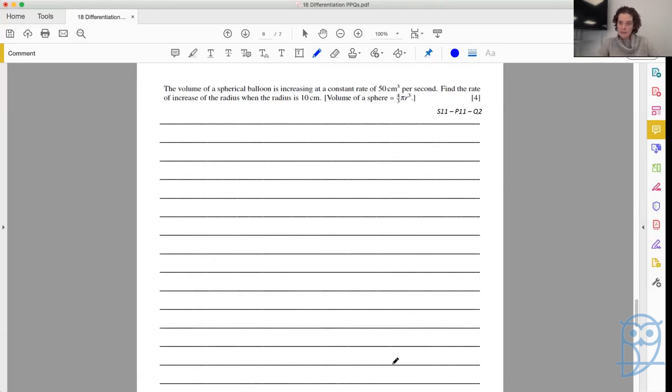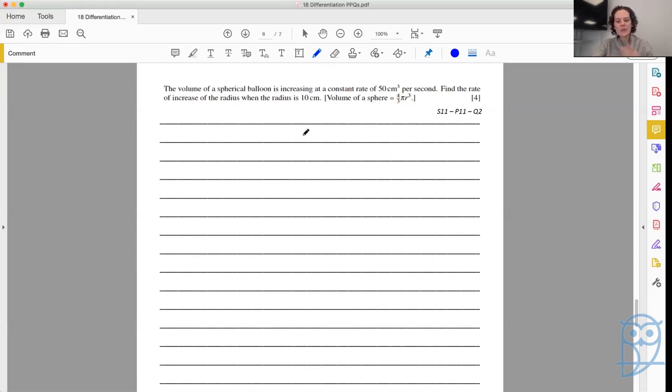Our last question for today is another applied one, looking at something a little bit more interesting. So we've got a lot of information here. The volume of a spherical balloon is increasing at a constant rate of 50 centimeters cubed per second. Find the rate of increase of the radius when the radius is 10 centimeters. And then they're so nice to you. They tell you that the volume of the sphere is 4/3 pi r cubed. So I wasn't lying when I said that the less usual shapes come with instructions.